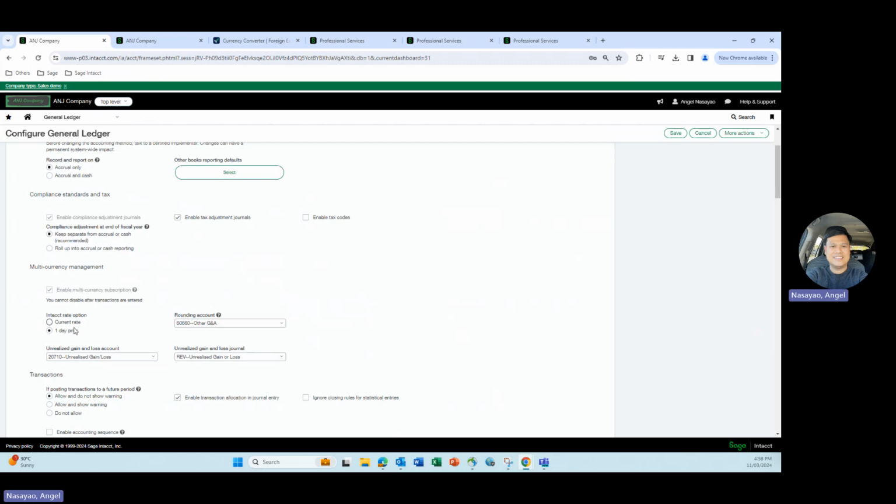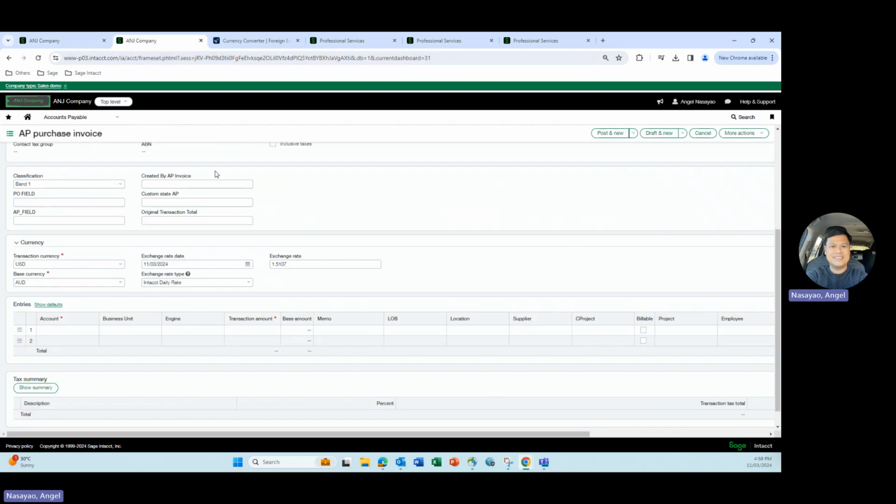If you have this 1 day prior, the rate as of yesterday, which is the 10th of March, has already been finalized once the transactions are being created today. So it's better to have this Intacct rate option be 1 day prior. So this is the logic that we will be using to verify if the rate that is being shown in Intacct is what Oanda is saying.